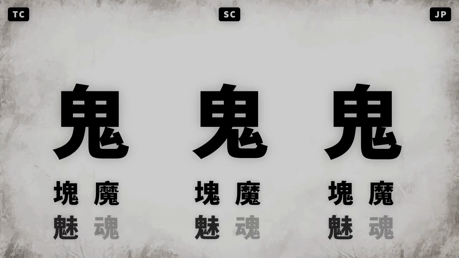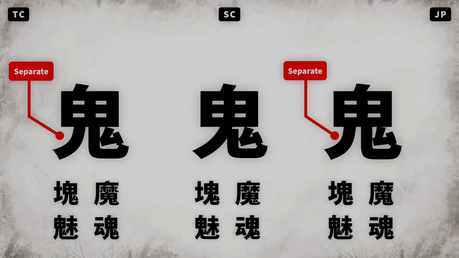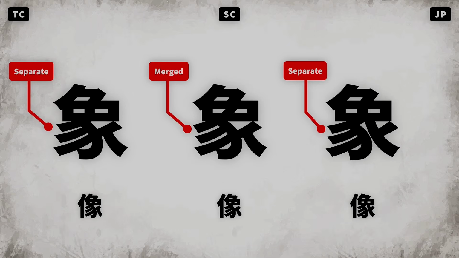I found 2 more examples of traditional Chinese agreeing with Japanese. In the character for demon, simplified Chinese saves a stroke by combining the vertical stroke inside the container with the sweeping stroke to the left. The same thing happens to the character meaning elephant.